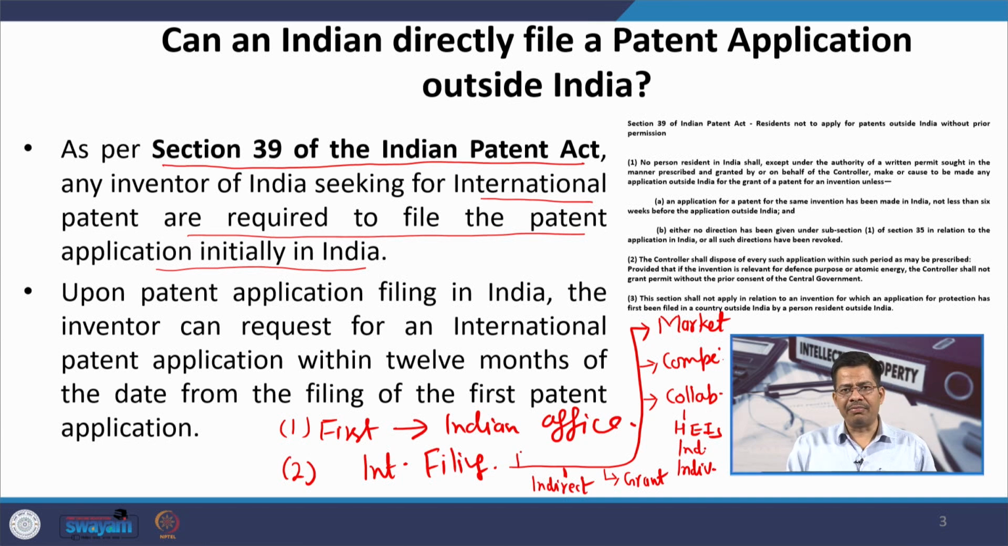Another very simple reason, which I could have spoken about in the beginning also, is goodwill.